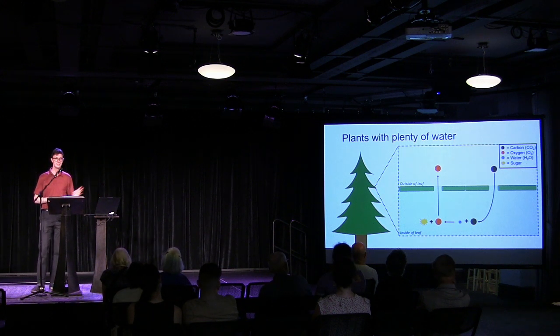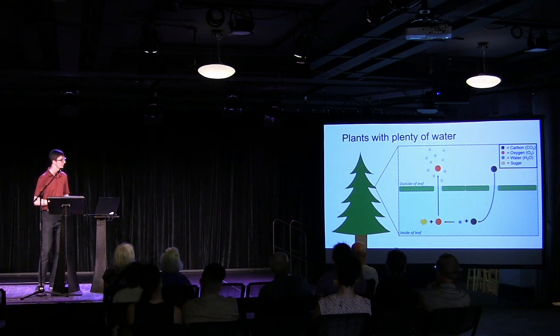But what you may not know about this process, which is photosynthesis, is that for every turn of this crank, for every one sugar you make, you're losing hundreds and hundreds of water molecules. Because again, those are open holes in the leaf. Water is free to evaporate out.